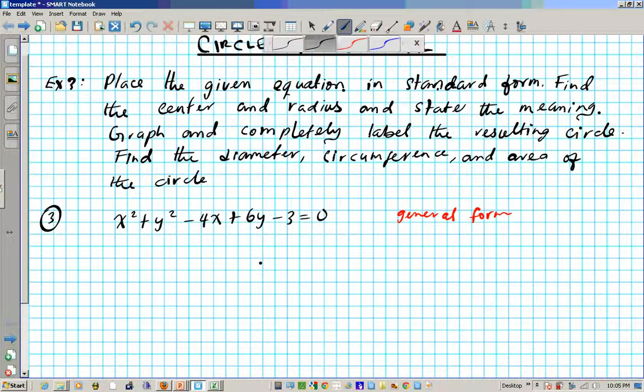In order to complete the square, we need to separate the variables and put the constants on the other side. So we got to put the x's together. This is an x, and this is an x variable, so I'll put them next to each other. So we have x squared minus 4x, and then put the y's next to each other, plus y squared plus 6y. And then this 3 right here is neither an x nor y, so we're going to move it to the other side. We just add 3 to both sides, so it's going to be equal to 3.